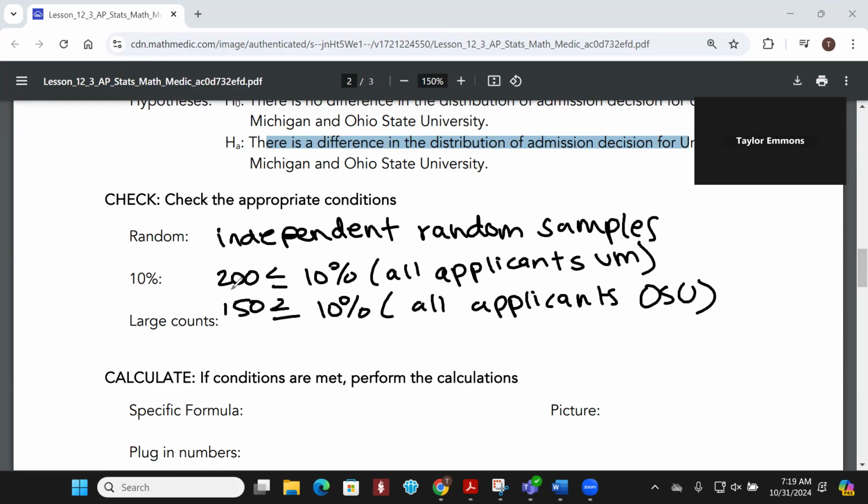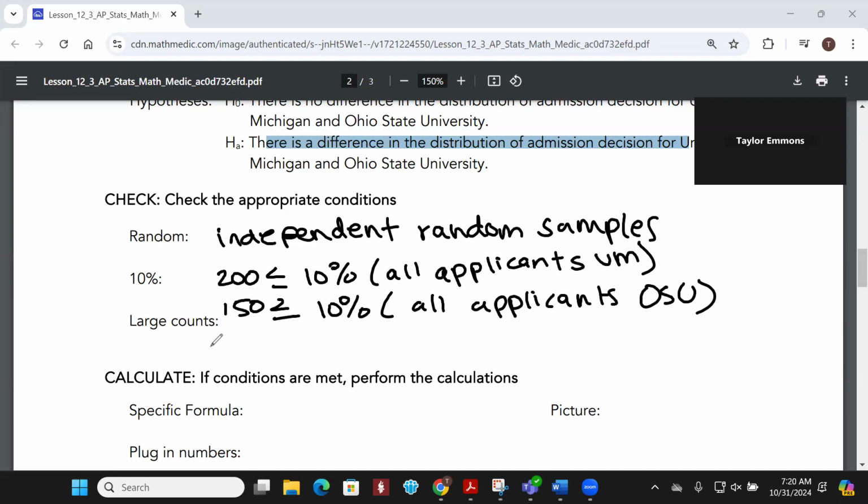So 200 is less than 10% of all applicants from the University of Michigan. And then 150 is less than or equal to 10% of all the applicants at that bad school. Any of you go to Ohio State, I'm disowning you as my student.